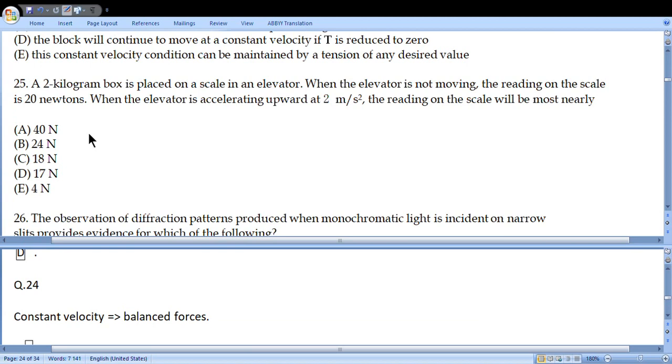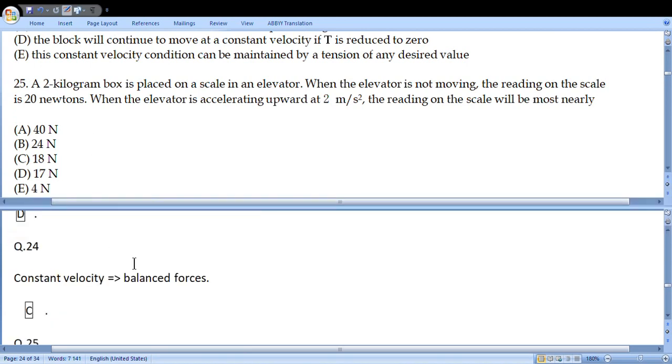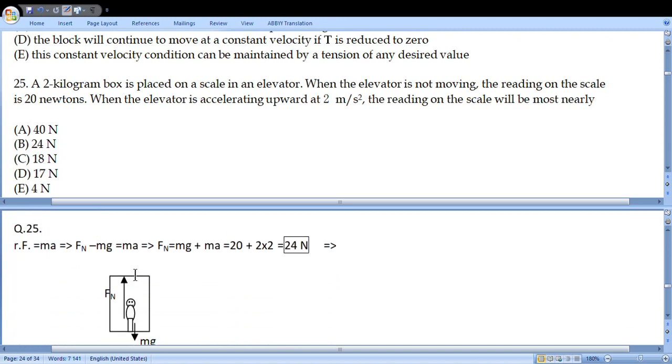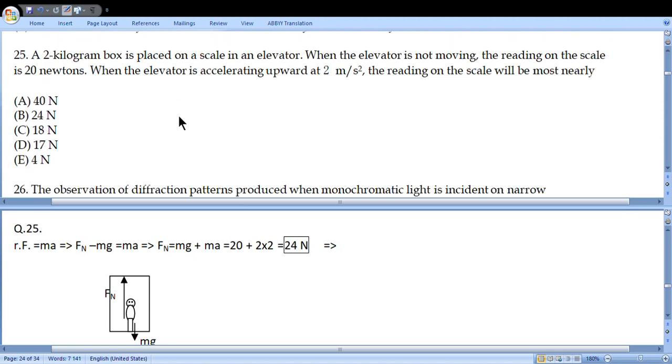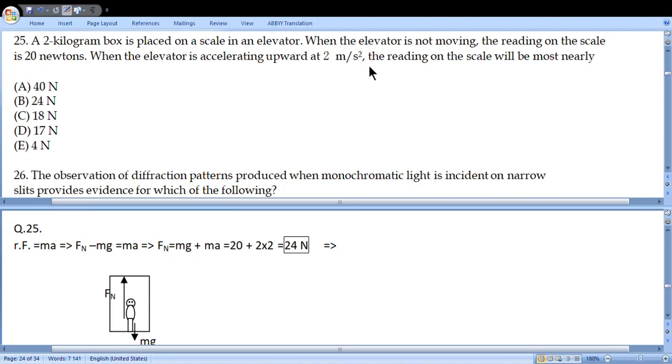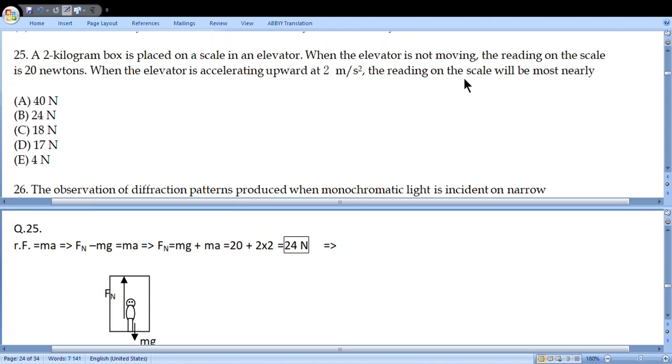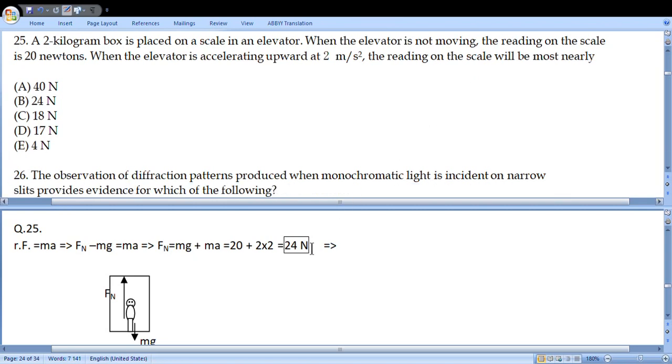25. Question 25. A 2 kg box is placed on a scale in an elevator. When the elevator is not moving, the reading on the scale is 20 Newton. When the elevator is accelerating upwards at 2 meters per second squared, the reading on the scale will be most nearly. So we have box in a lift.